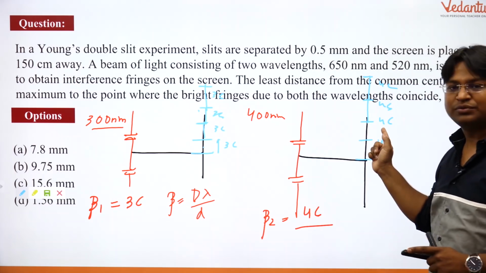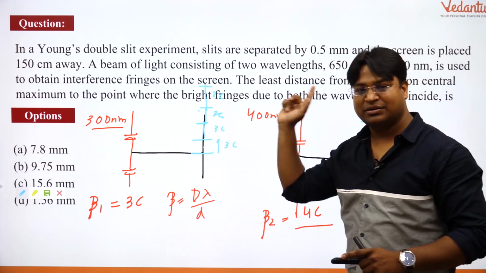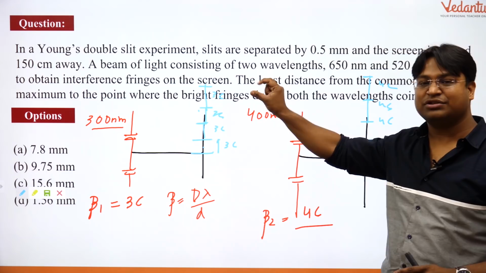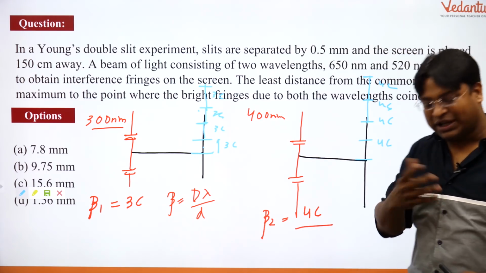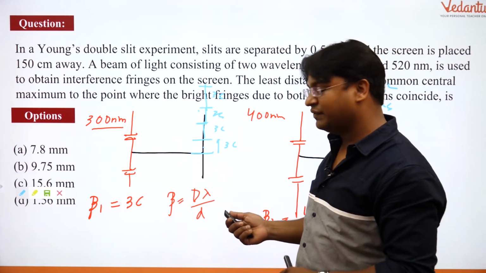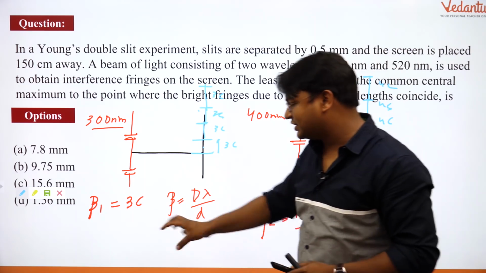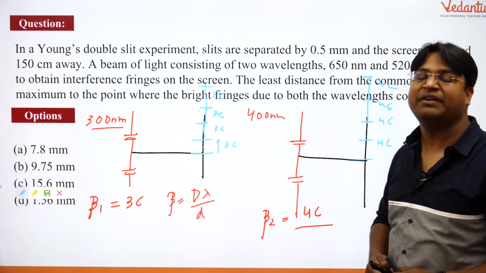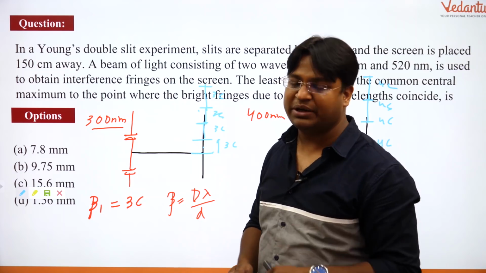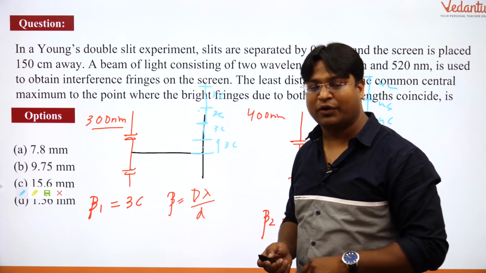12c was here also. So the 12c one, the maxima which is at a distance of 12c, will coincide. So what can we make of this situation? We can make a rule now that in such cases we should look for the LCM of beta 1 and beta 2. LCM of beta 1 and beta 2, that is what we should look for.